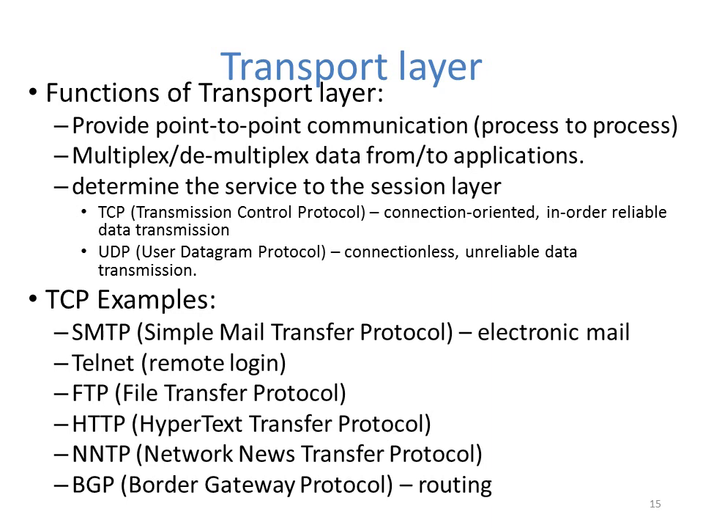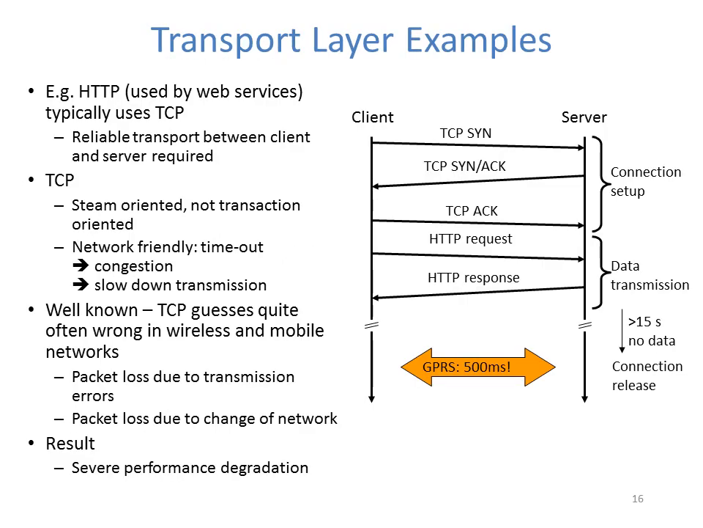Network news transfer protocol. Border gateway protocol. Border gateway protocol is called a routing protocol. So this is one basic example of this transport layer, where we can work with HTTP, that is hypertext transfer protocol. Next one is TCP, that is stream oriented, not transaction oriented.